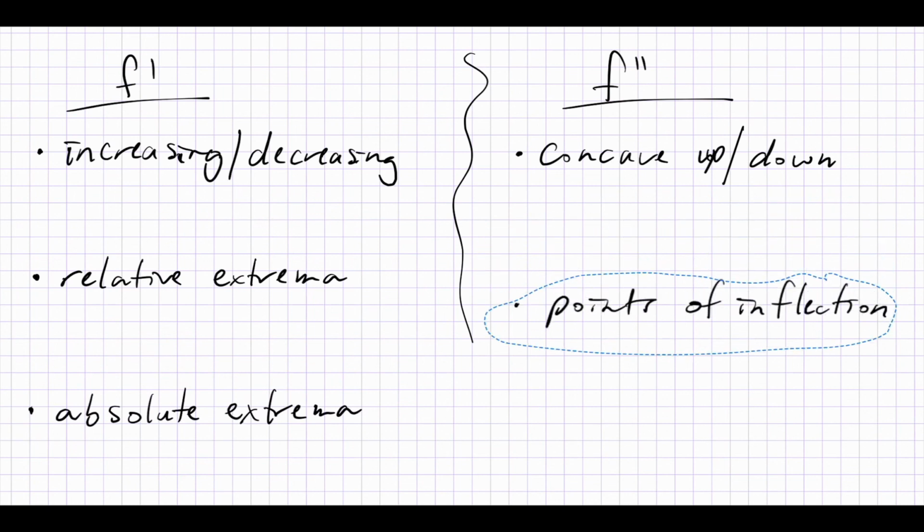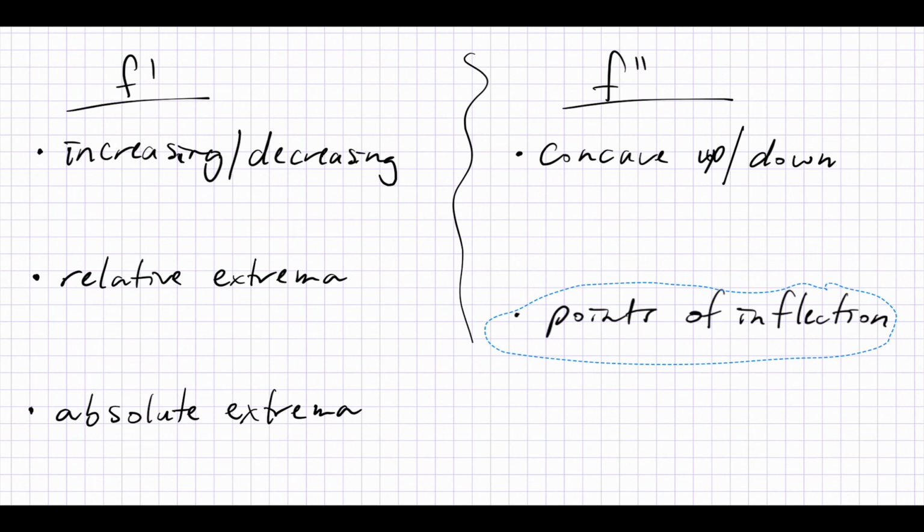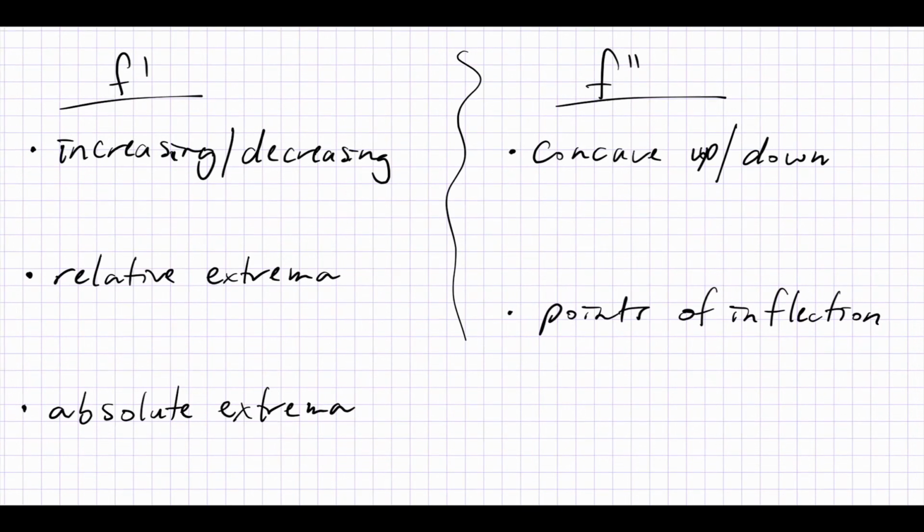So for right now, your homework assignment is to give me definitions. How do I know each of these is true? What is the definition? Give me definitions on how I know it's increasing, decreasing. How do I know f prime is increasing, decreasing? How do I know it's a relative maximum or minimum? How do I know it's absolute? How do I know it's concave up? How do I know concave down? Or how do I know it's points of inflection?